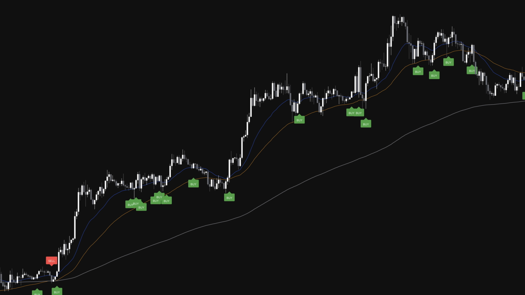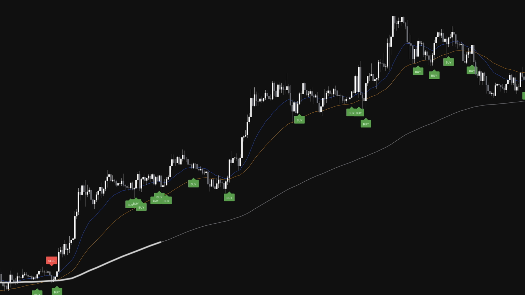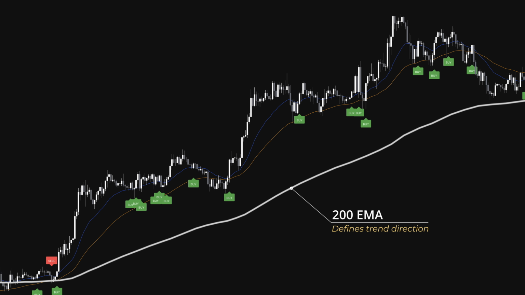The system employs EMAs at 21, 50, and 200 periods, creating hierarchical structure. The 200 EMA establishes market direction. Price must remain above for longs, below for shorts. The 21 and 50 EMAs form a pullback zone where entries trigger when price temporarily dips into this area during uptrends or rallies into it during downtrends.